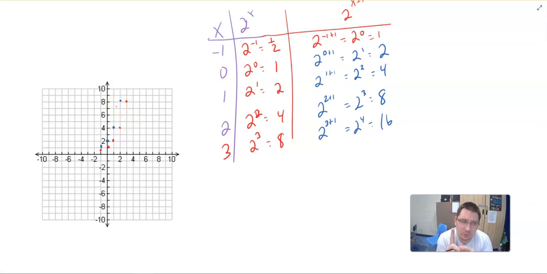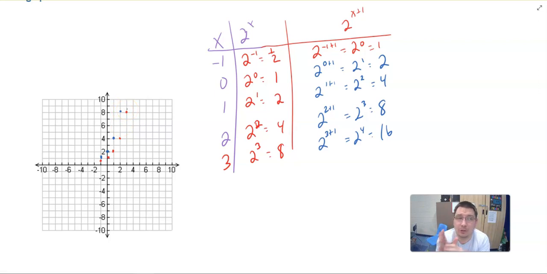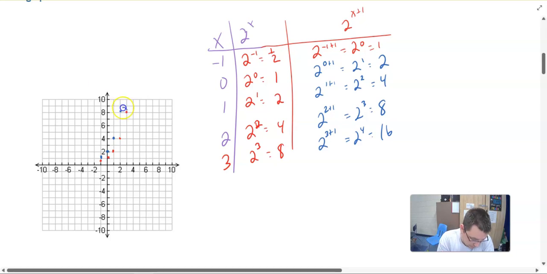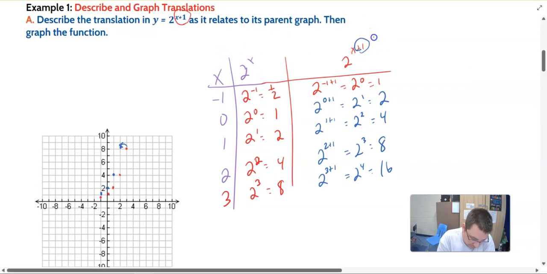But if you look left to right, look at the gaps here. From the blue to the red is 1 unit. Blue to red is 1 unit, in every case. And so going from the red to the blue, we've shifted which direction? We've shifted all these points to the left 1 unit. And so when we see this plus 1 in the function here, what this has done is shift the graph 1 unit to the left.